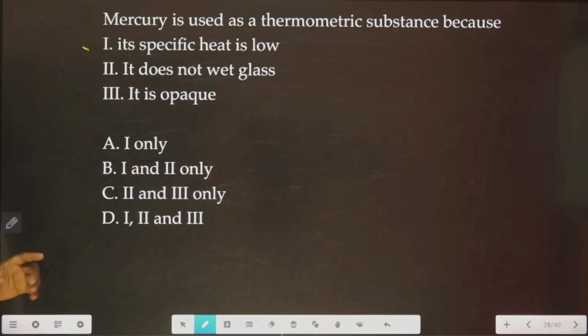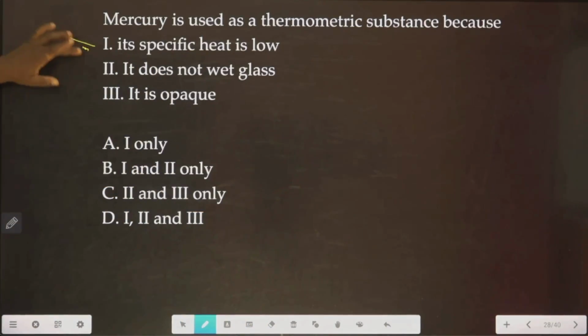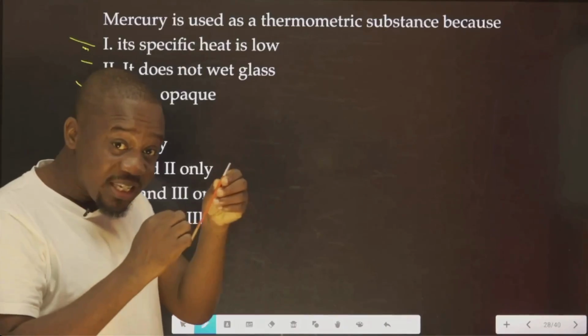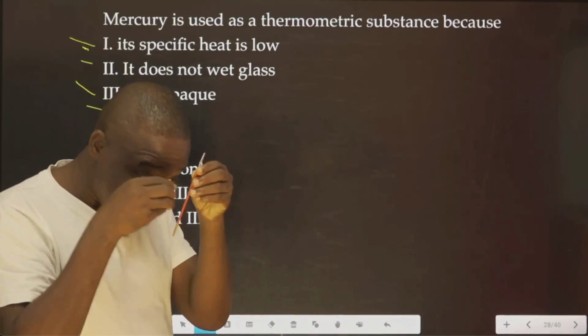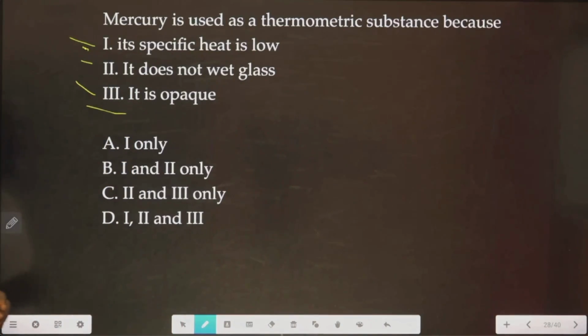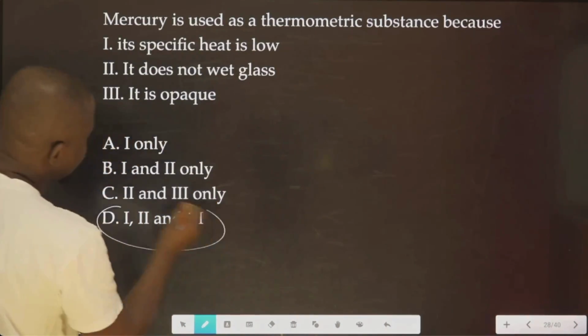For B, it does not wet glass. Of course, mercury does not wet glass. This and this are correct. It is opaque. Of course, it is opaque. So with this now, it means that you can easily read it. You can see the mercury going up. You can see it. It's not transparent. Okay? So it means all of them are correct. So this is the answer.